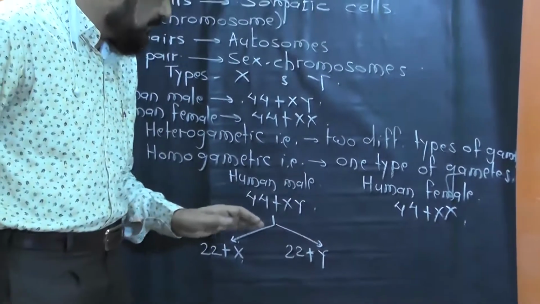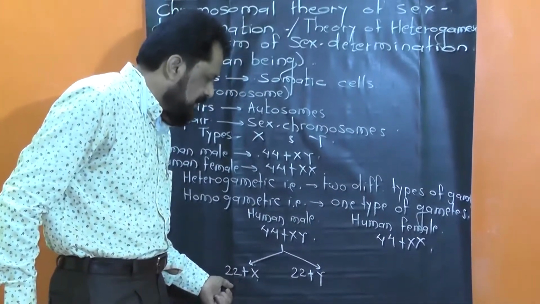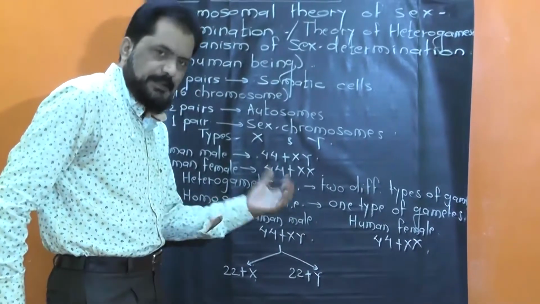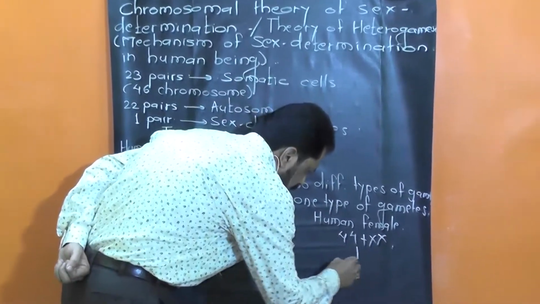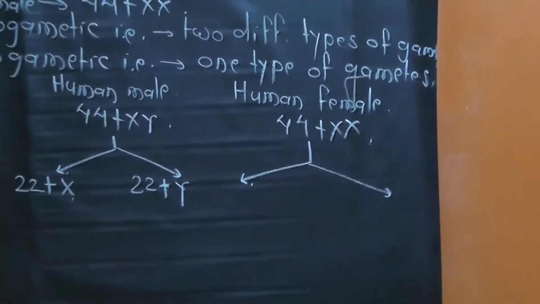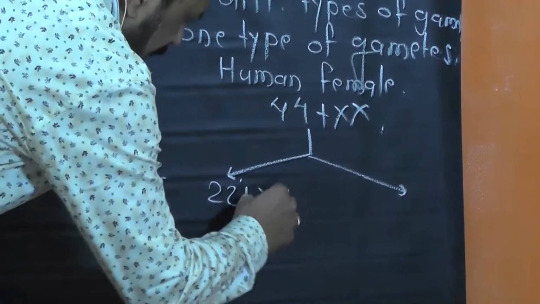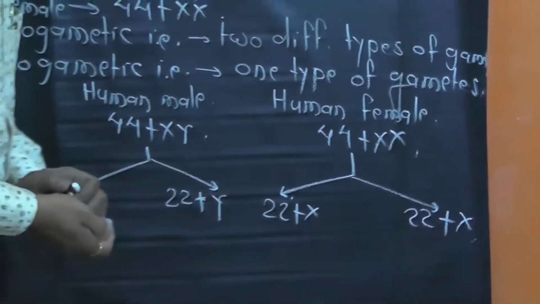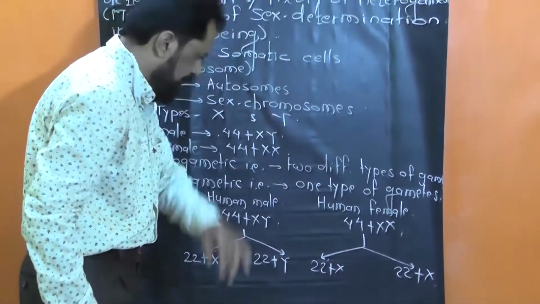It means that the human male produces two different types of gametes, that is, the human male is heterogametic, while the human female produces all identical ova, all identical female gametes, that is 22 plus X. It means the human female is homogametic in nature.